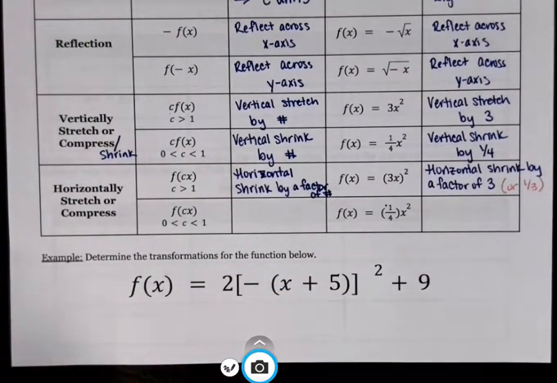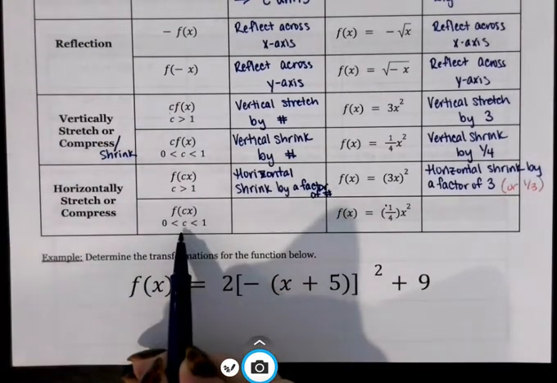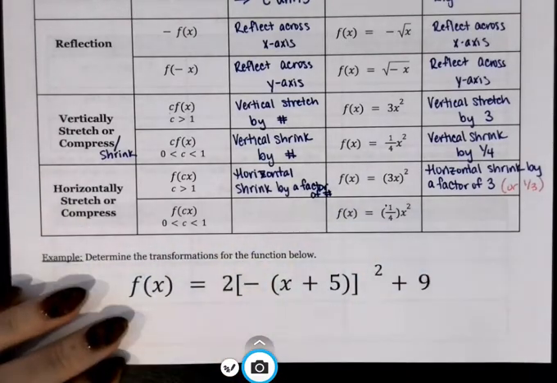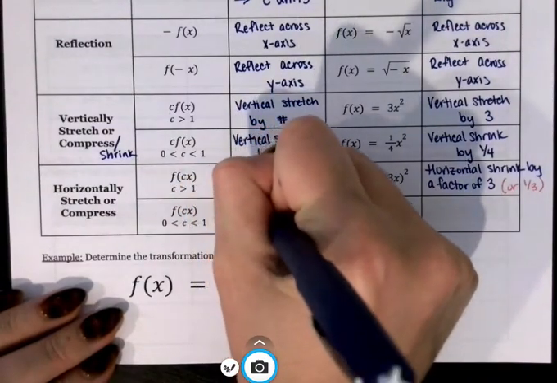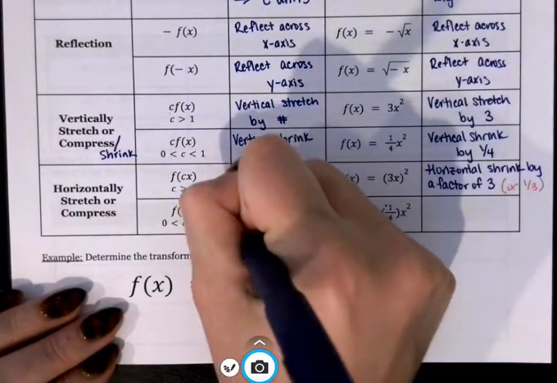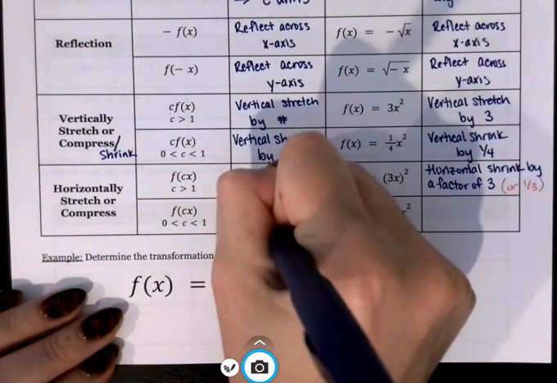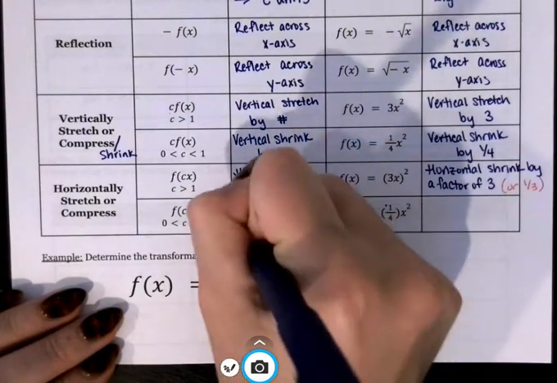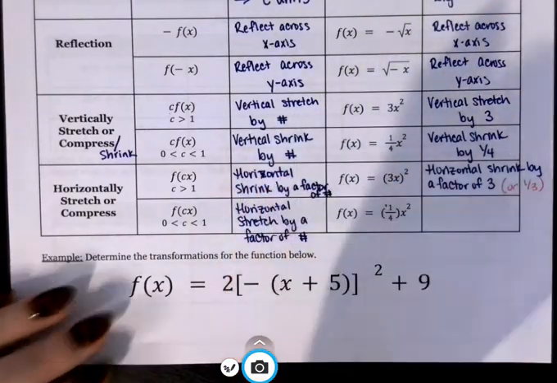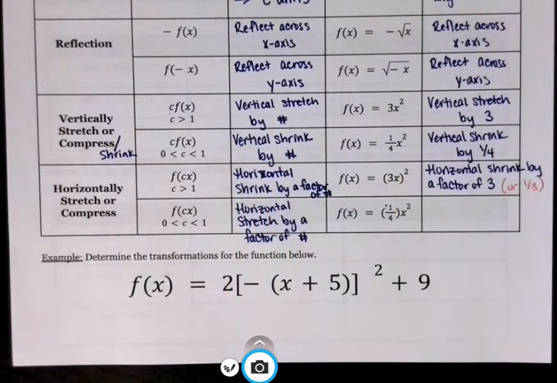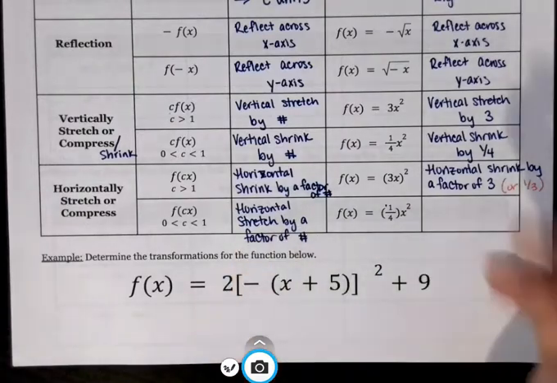And then the bottom one, this is if our constant is between 0 and 1. So again, those decimals or fractions, as long as they're less than 1, it is a horizontal stretch by a factor of that number. Because again, it is being stretched by the reciprocal, but I think this is easier.